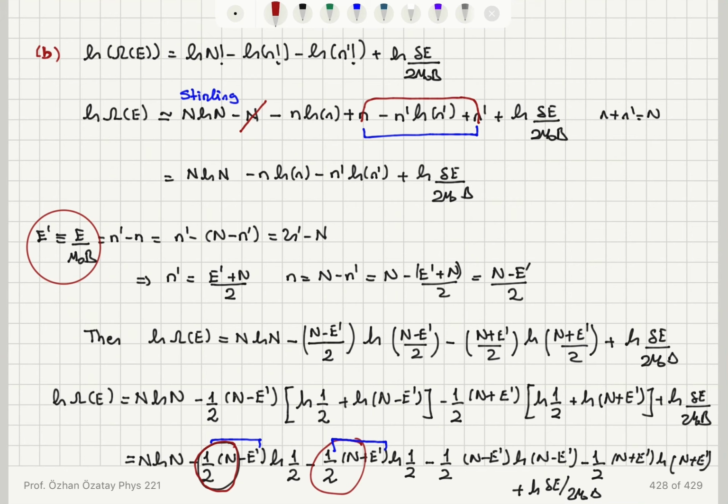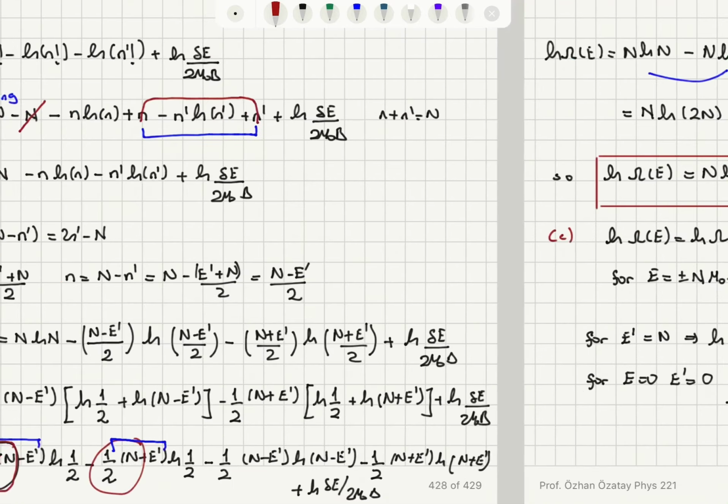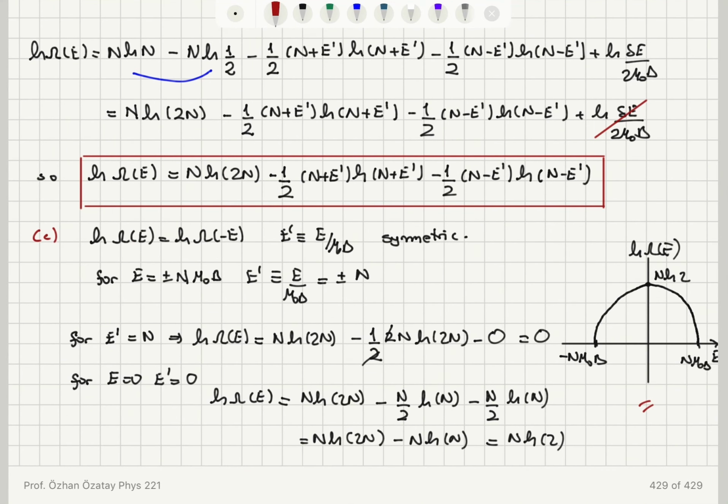Delta E divided by 2 mu 0 b is a small number. Its natural logarithm is going to be even smaller, since there are not so many n values in this range. So we will end up neglecting that part. And by defining E prime as E divided by mu 0 b and performing the algebra, we see that to a good approximation, we can neglect the last term and write the number of accessible states this way.